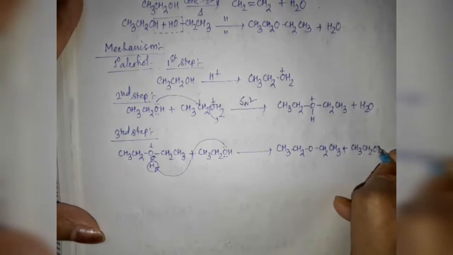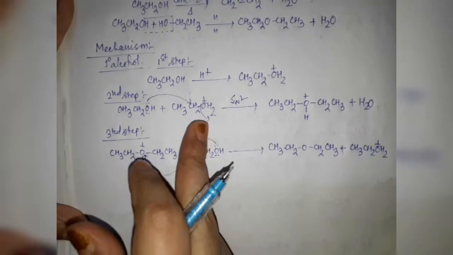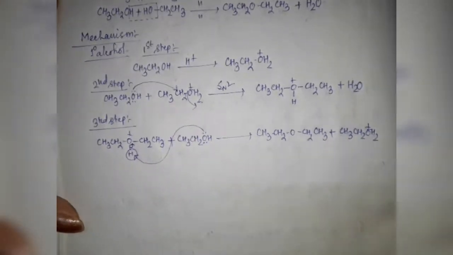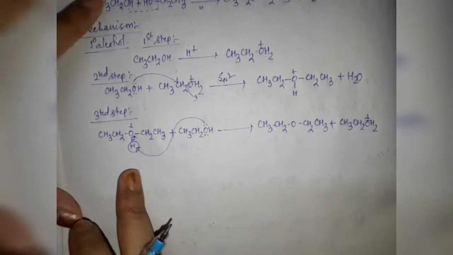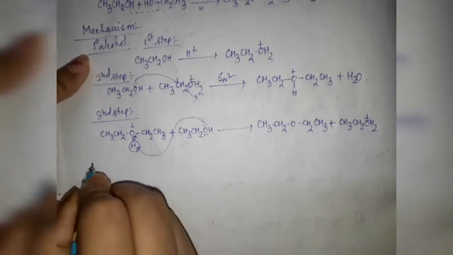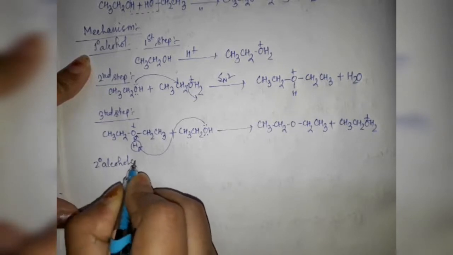CH3CH2OCH2CH3 and CH3CH2OH2 plus, and this CH3CH2OH2 plus or protonated alcohol can enter the second step directly. Okay, so this is all about the dehydration reaction mechanism with 1 degree alcohols.